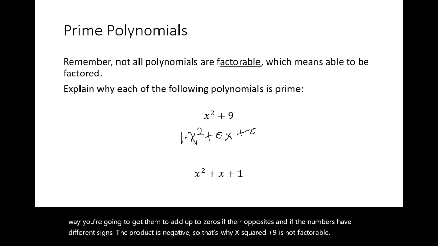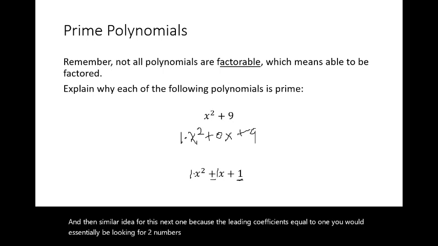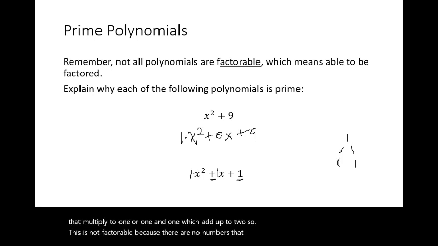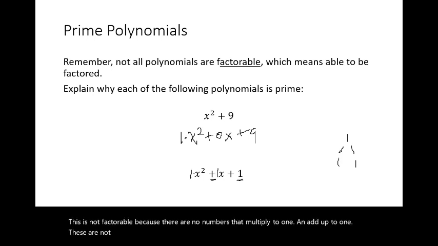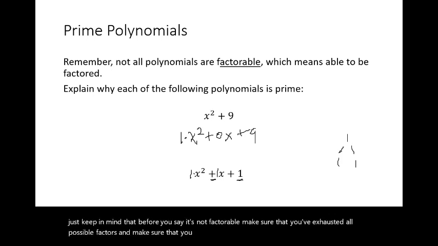And then similar idea for this next one. Because the leading coefficient is equal to 1, you would essentially be looking for two numbers that multiply to 1 and add up to 1. There are no whole numbers that multiply to positive 1 and add up to 1, because the only two numbers that multiply to 1 are 1 and 1, which add up to 2. So this is not factorable because there are no numbers that multiply to 1 and add up to 1. Now, these are not the only prime polynomials out there. These are just a few examples, but just keep in mind that before you say it's not factorable, make sure that you've exhausted all possible factors and make sure that you are using the correct method that is appropriate for the type of problem that you're doing.